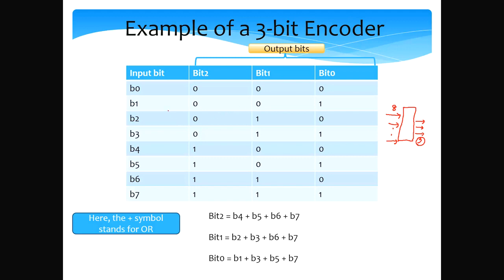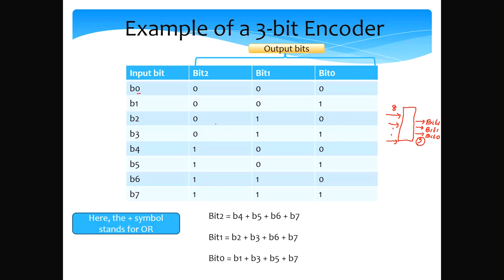If you think about it, let the input bits be numbered B0 to B7 and let us consider the 3 output bits. Let's call them bit 2, bit 1 and bit 0. As we can see, if B0 is equal to 1, the output needs to be 0, 0, 0. Similarly, for B1, the output needs to be 0, 0, 1, essentially the binary encoding of 1. Similarly for B5, it will be 1, 0, 1 and for B7, it will be 1, 1, 1.